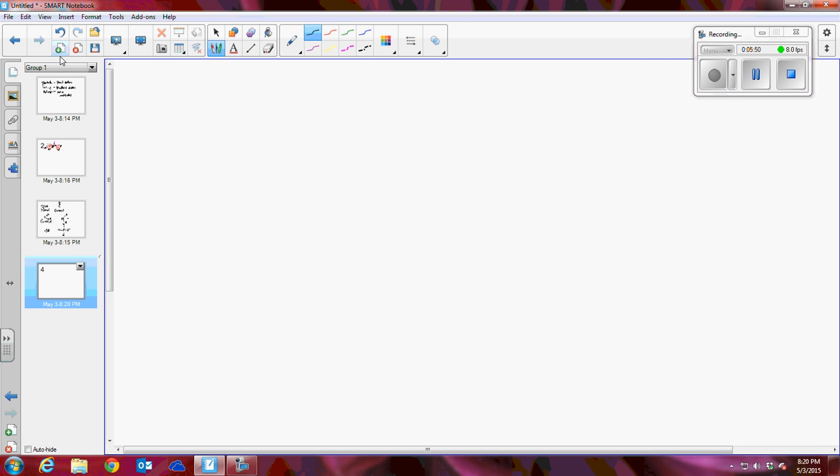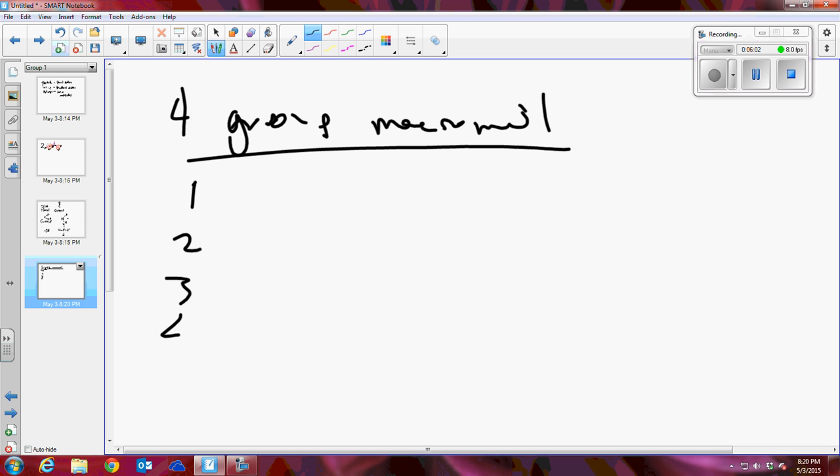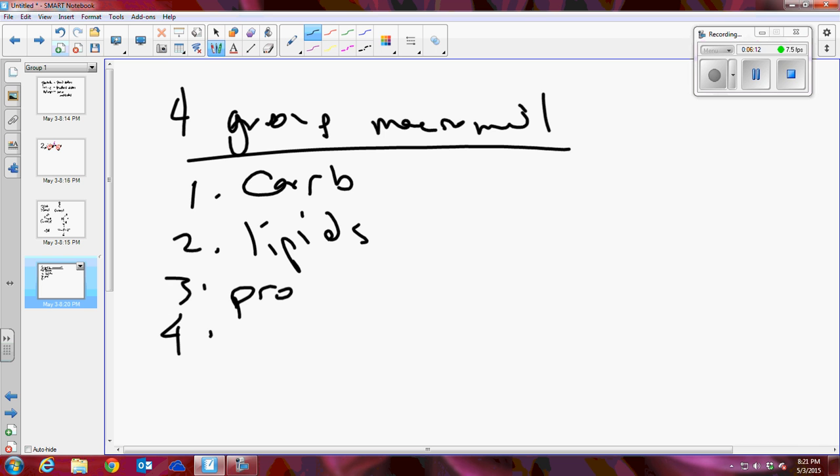All right, four groups of macromolecules, and you have carbs, carbohydrates, lipids, proteins, and nucleic acids. All right, and each one of these has particular properties. We spend some time on each one of them, some more than others.